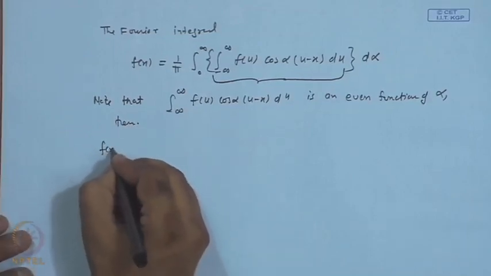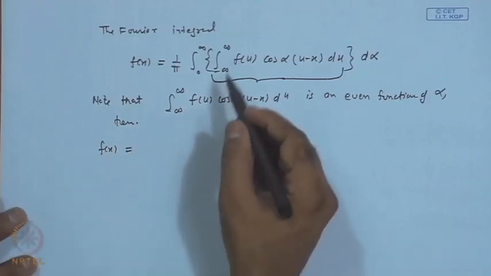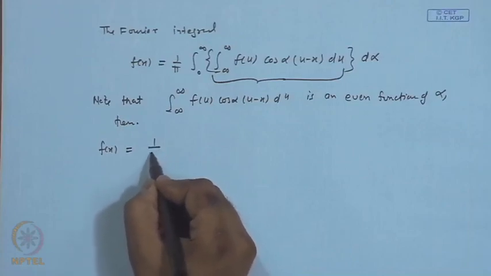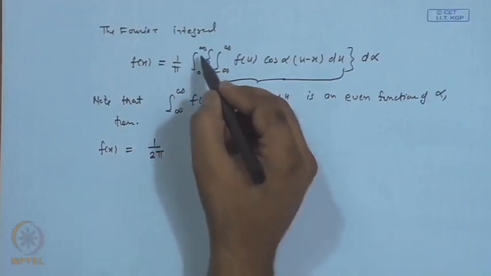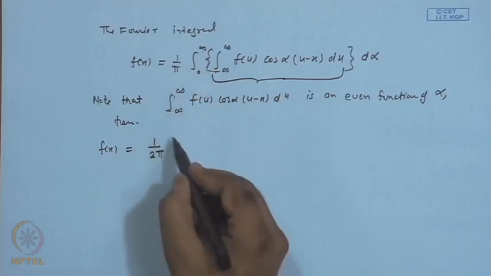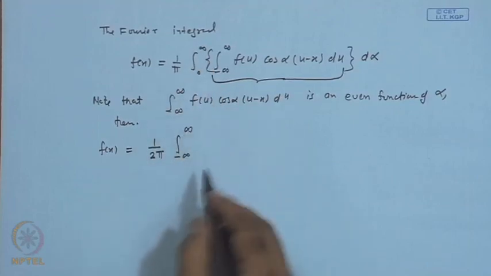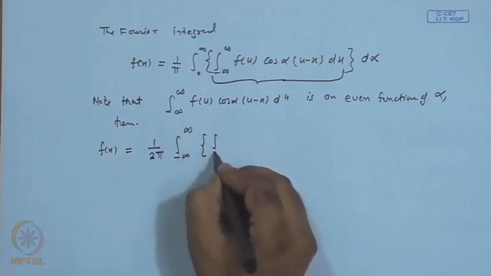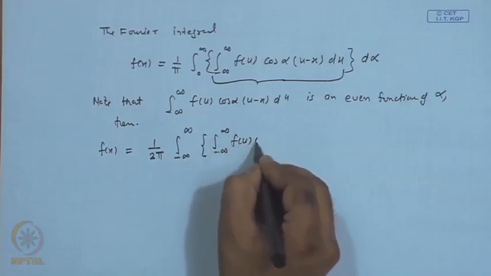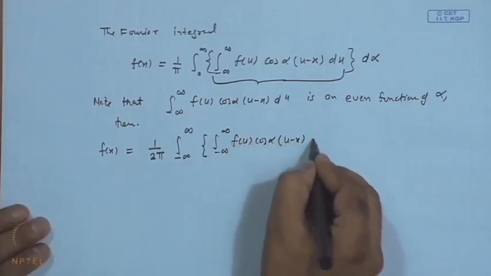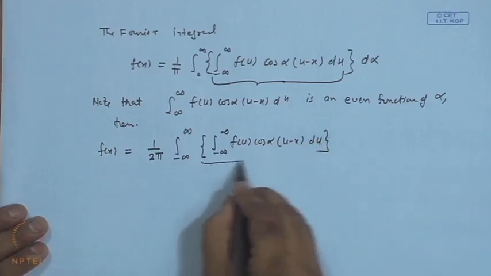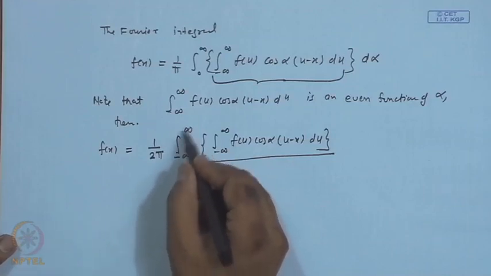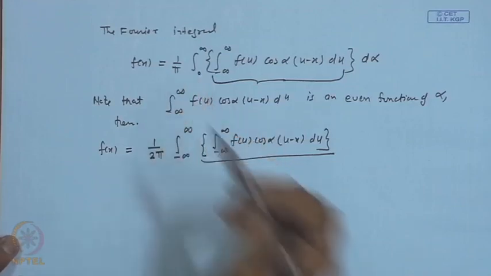then this f x, what we can write, we will take this 1 over 2 pi here, and instead of 0 to infinity we will put minus infinity to plus infinity, because this integrand is an even function. So, our integrand, the integral from minus infinity to plus infinity of f u cos alpha u minus x du, is an even function. So, here we have straight away 2 times the integral from 0 to infinity, and this 2 will cancel and we will get that integral.